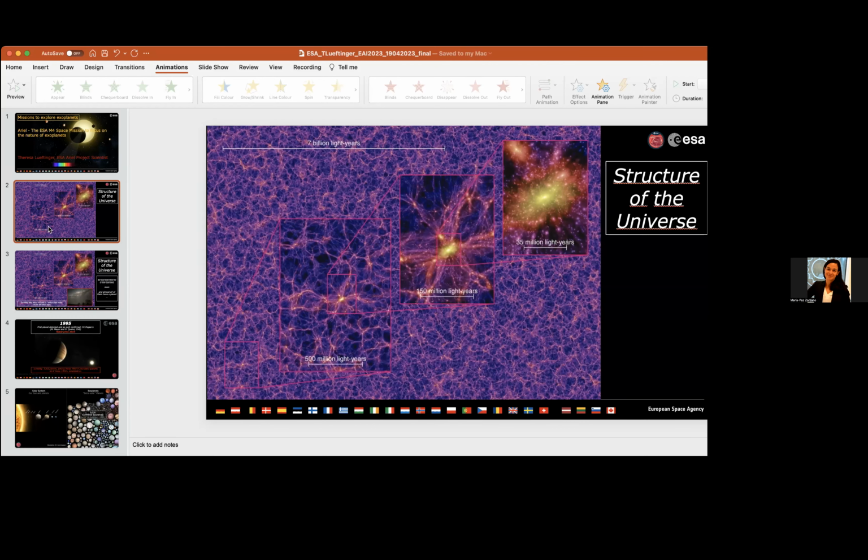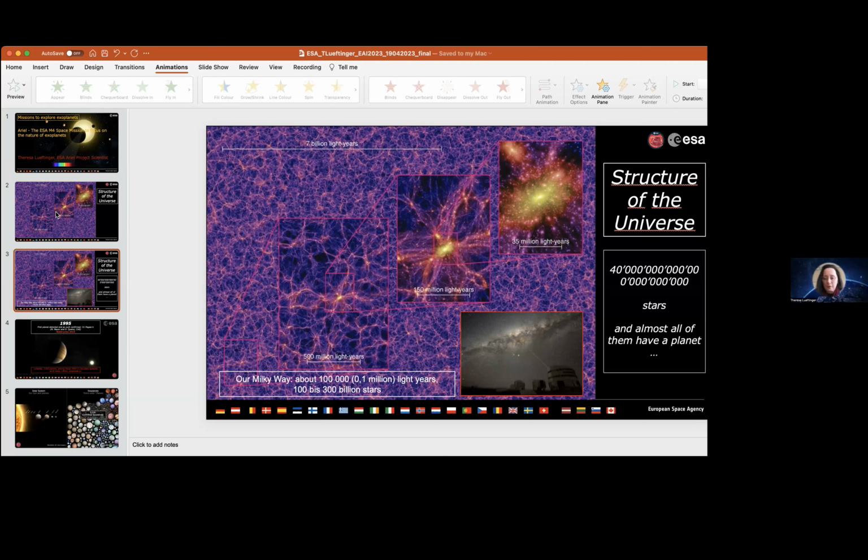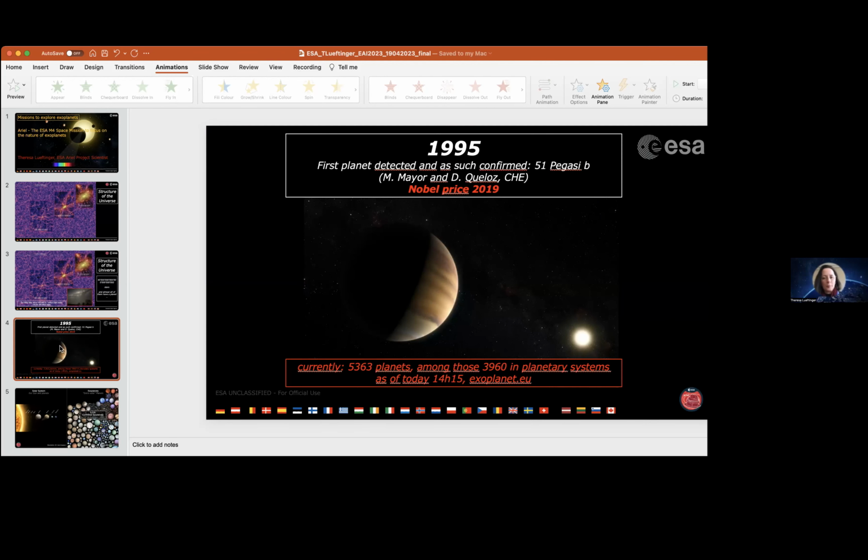So I've walked you through the big dimensions of our universe and the sheer unimaginable number of exoplanets we are very likely having in the universe as well. The first one was detected in 1995, so it was the first confirmed detection quite a bit of time ago. And in 2019, as many of you might be aware, the Nobel Prize was dedicated to this detection. Michel Mayor and Didier Queloz got the Nobel Prize for the detection of the first exoplanet.